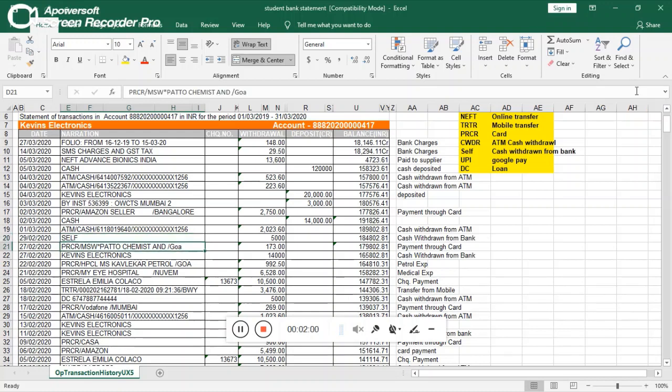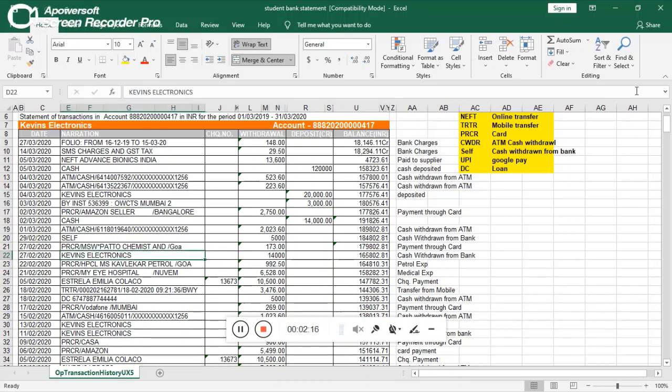Now PRCR, again the payment is done by card. You can put it in any expenses like stationery expenses, maintenance expenses, or office expenses. Otherwise you create office expenses also, and even small expenses you can put it under miscellaneous expenses also.